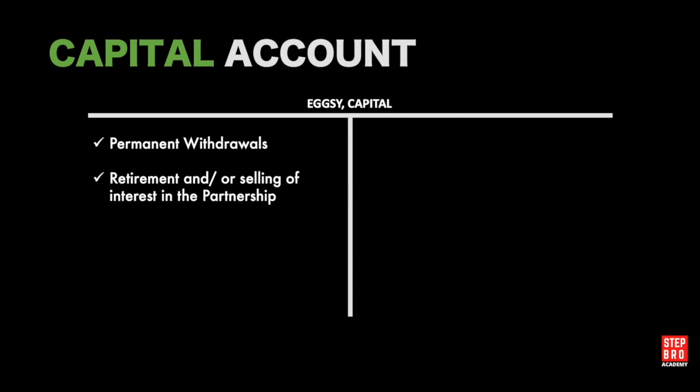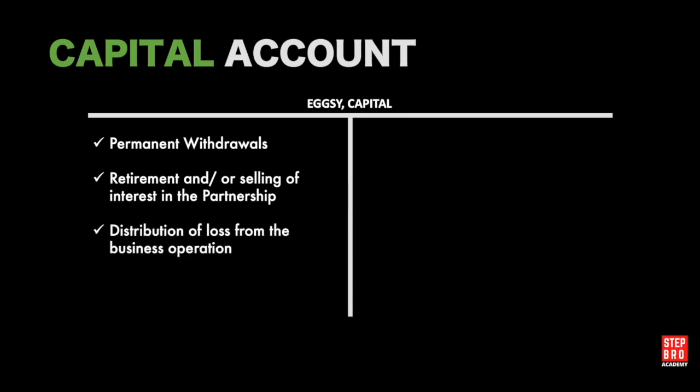Next is retirement or selling of interest in the partnership. In this case, a partner will retire from the partnership, so his capital account will be recalled from the partnership for his retirement. And next, a partner may be selling his interest to another partner or another upcoming partner.